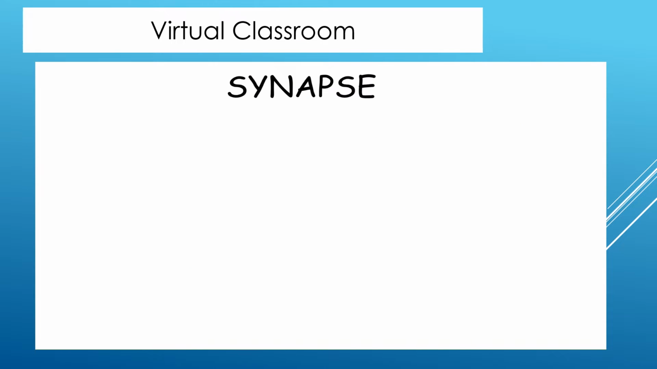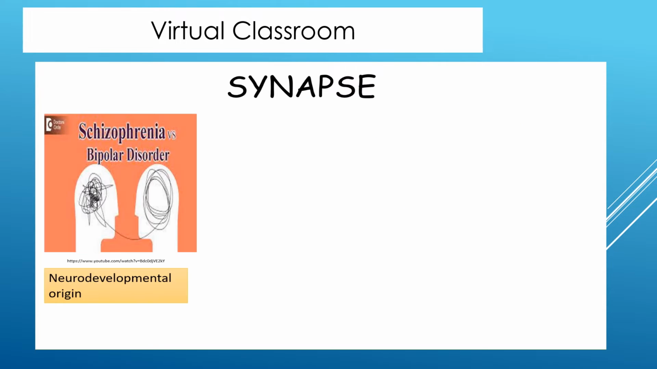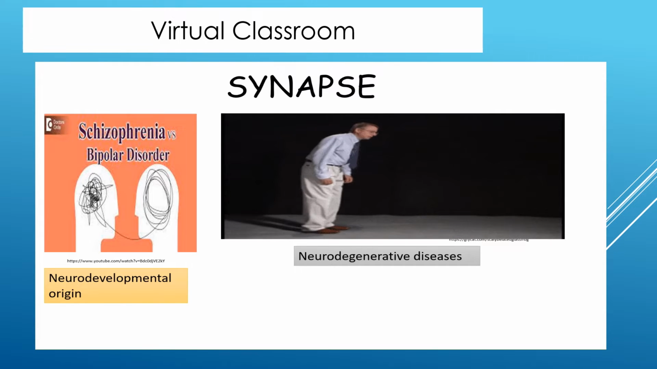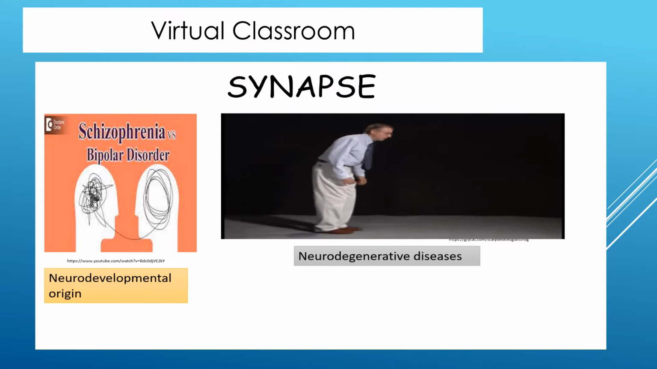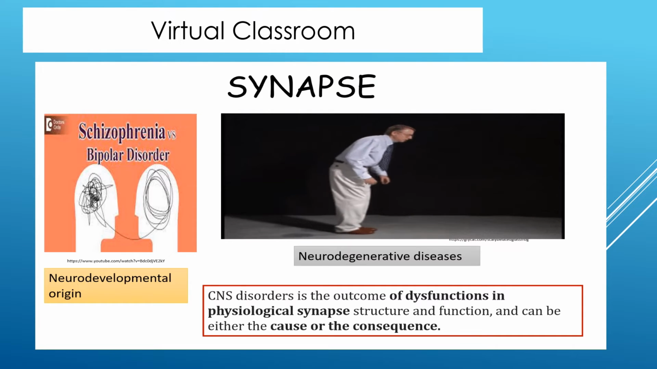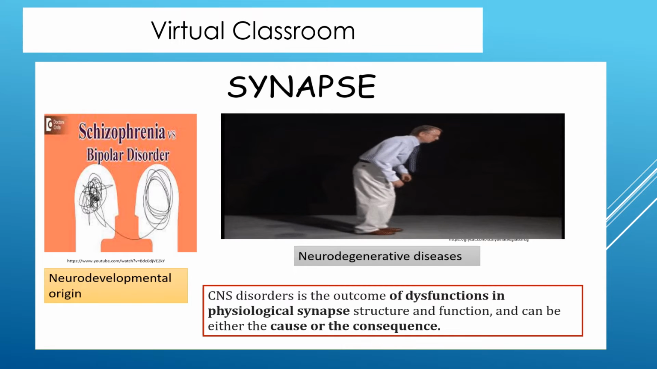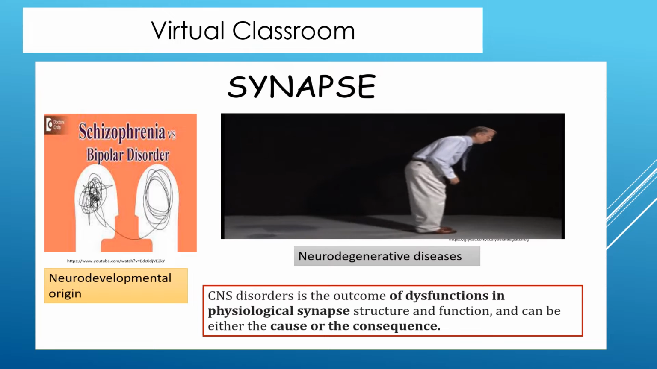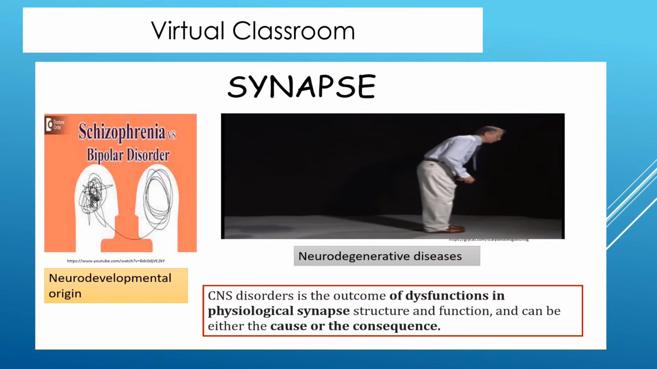So our learning today will be on the topic of synapse. You have heard of this disorder? Schizophrenia, bipolar disease? Yes, they are neurodevelopmental disorders. Or you have this disorder, Parkinsonism, which is again a neurodegenerative disease. So the role of synapse in this is that whenever there is a structural or functional dysfunction in a synapse, it can either cause these symptoms, cause this disease, or it can be a consequence of this disease.